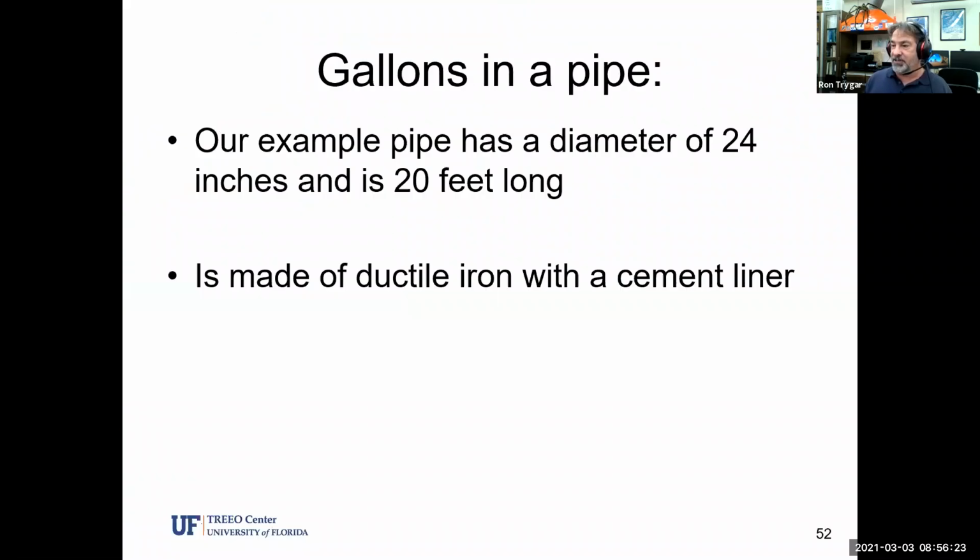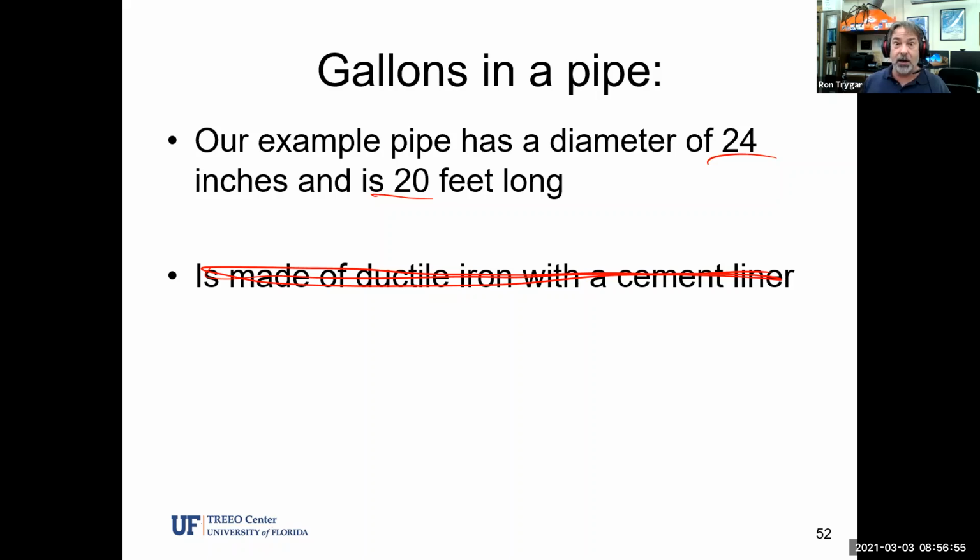So here's our example. It says our example pipe has a diameter of 24 inches and is 20 feet long. So it's a 20-foot long stick of 24-inch ductile iron water main. So it says in the question it is made of ductile iron with a cement liner. Is that important to the math formula? No, this is not important to the math formula. We don't care. It could be anything. All we need are the numbers, and we're going to figure out the gallons.